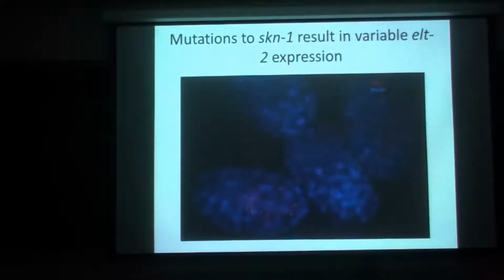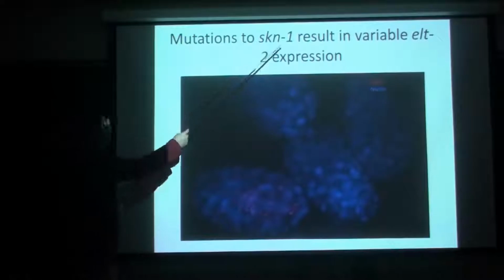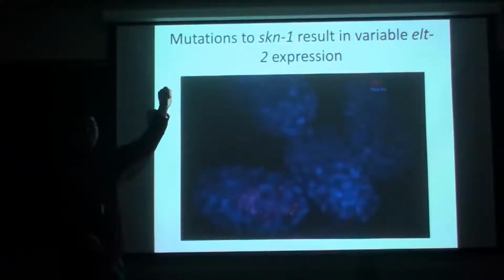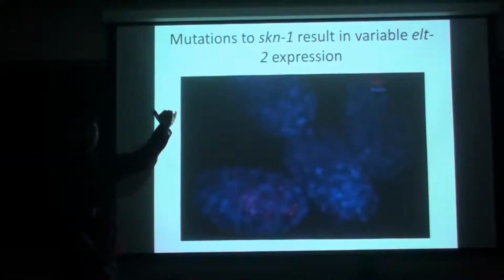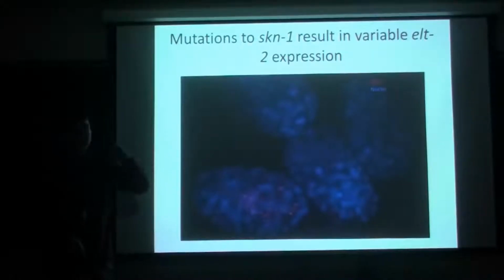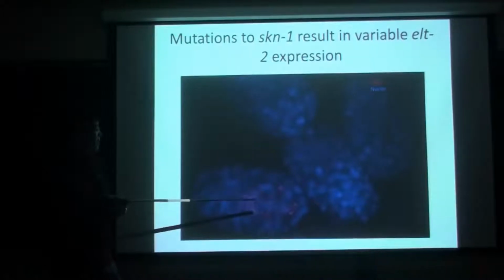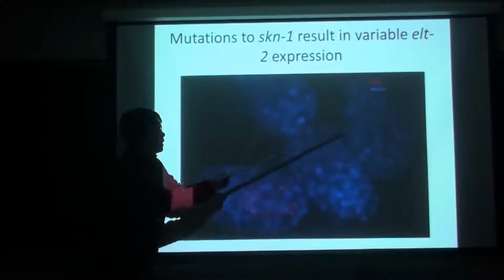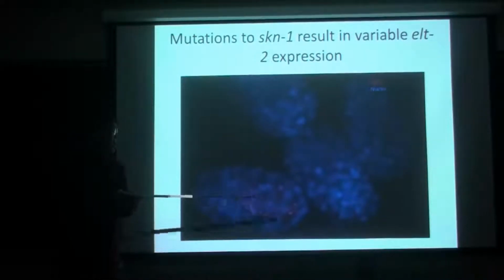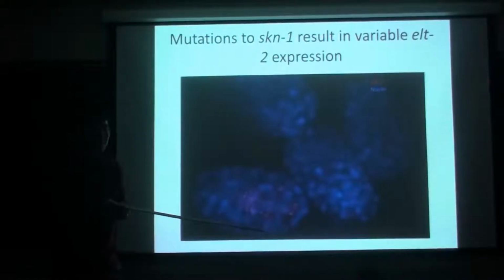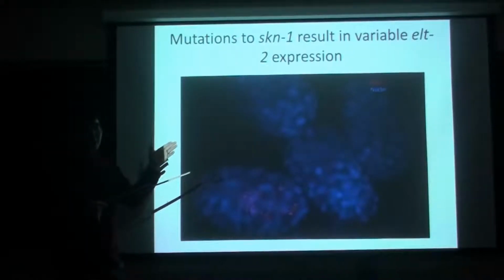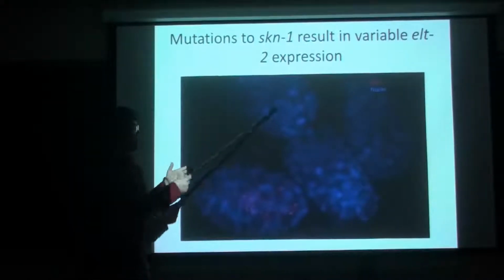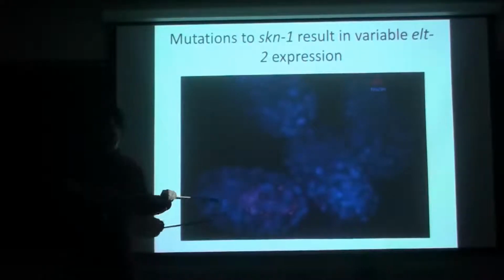Now, if you have a mutation not on ELT2, but on this SKN1, which is the most upstream gene in this gene network, then interestingly, 3 of them have no ELT2 expressed, but this one has ELT2 being expressed at a high level. So this is what's meant by incomplete penetrance. You have a mutation, but the phenotype is seen only in 3 of the embryos, not in all 4.